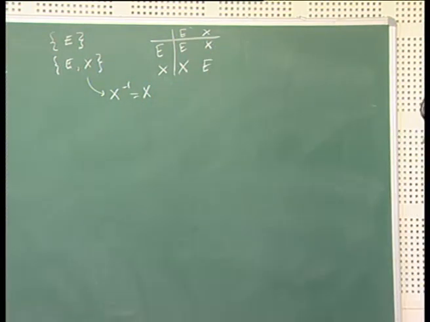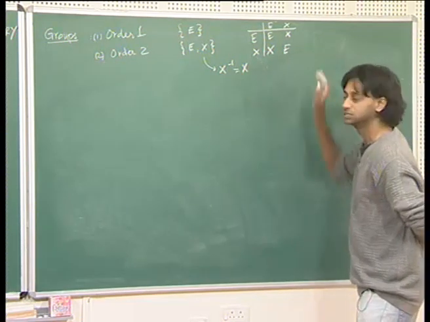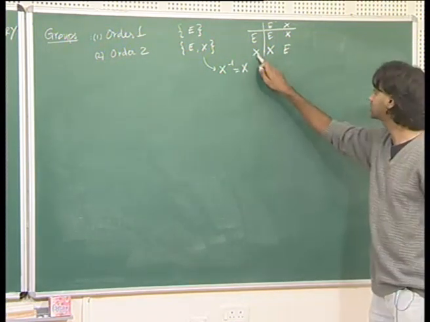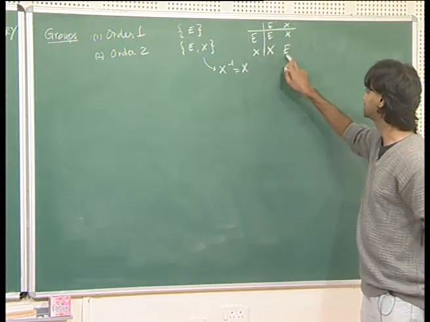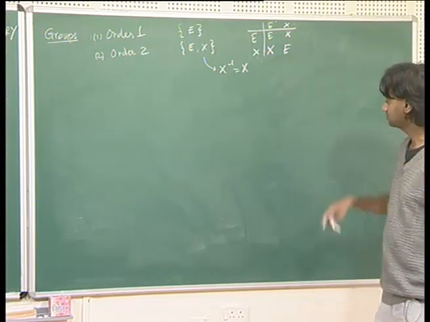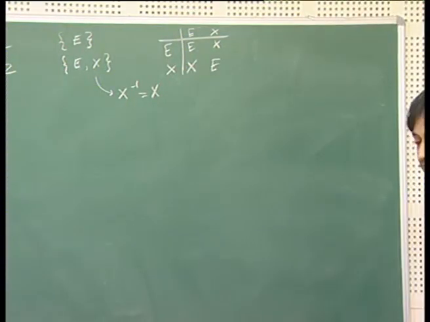So, this is a way you can construct the multiplication table, and there is only one group. There is only one choice that will work. Whatever X you take, it has to be such that X into X is equal to the identity. So, there is no other choice for a group of order 2.